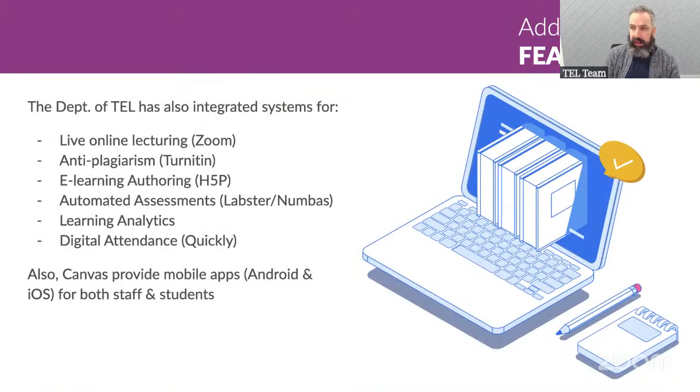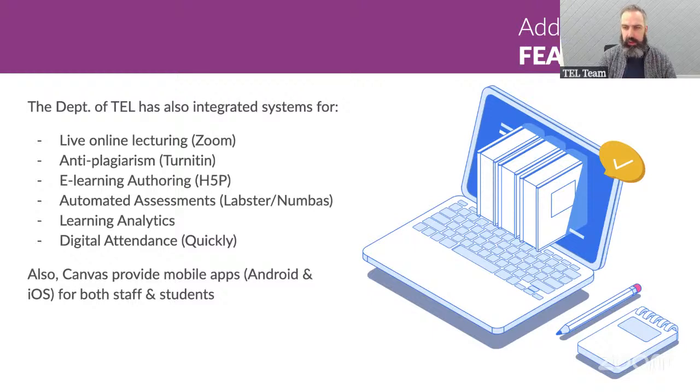So in addition to Canvas, we have a number of different tools that are integrated into that. So for live online lecturing, we use Zoom. So for a lot of your meetings, you've probably been using Teams, but Zoom is the tool that we use for delivering online classes. For anti-plagiarism, we have Turnitin, which is integrated into Canvas, and I'll show you that. If you want to do any kind of additional e-learning authoring, by which I mean adding interactions or just making your content more engaging for students, we have a tool called H5P that's also integrated.